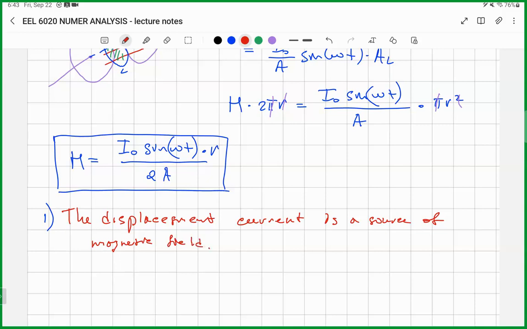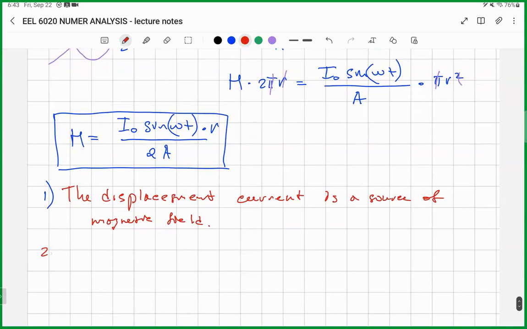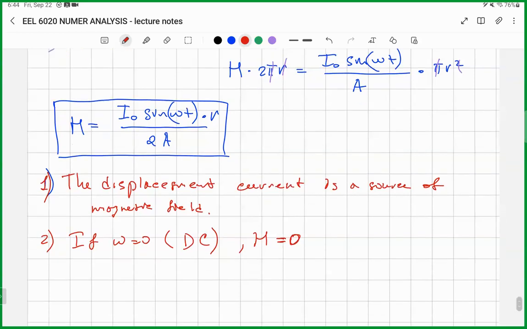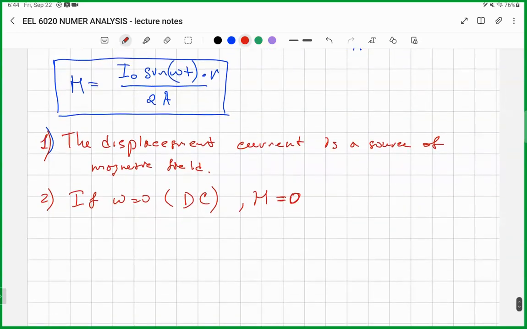In other words, the changing in time electric field is the source of magnetic field. Interesting fact. So the second fact here is: if omega, if frequency is zero, so it's a DC case, the magnetic field is also zero. Since displacement current doesn't exist in DC, the magnetic field is also equal to zero inside the capacitor in DC case.